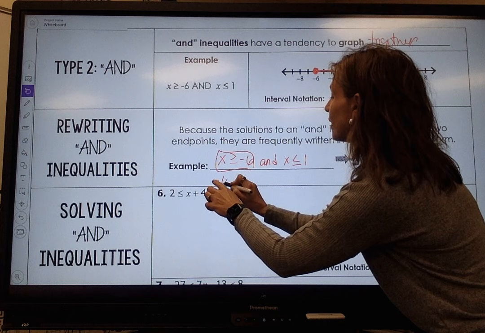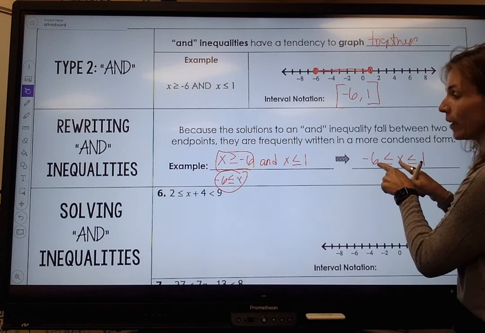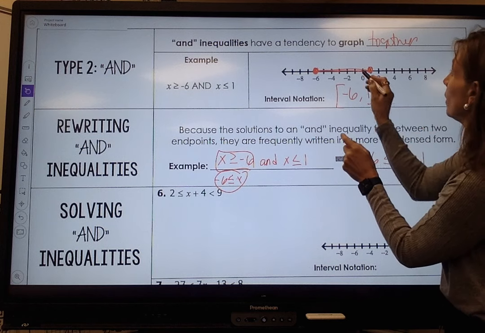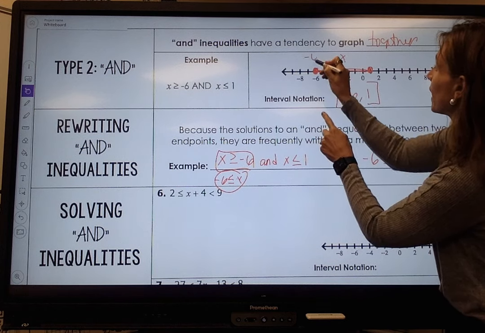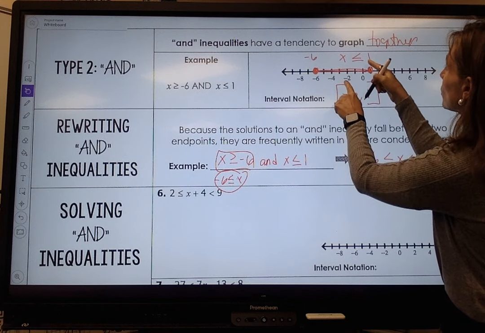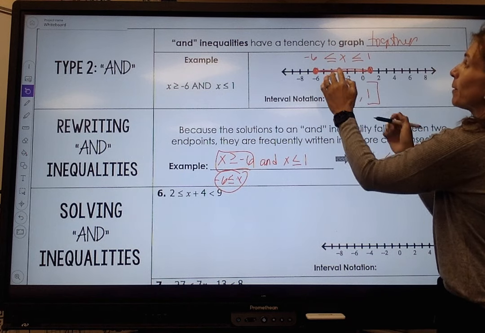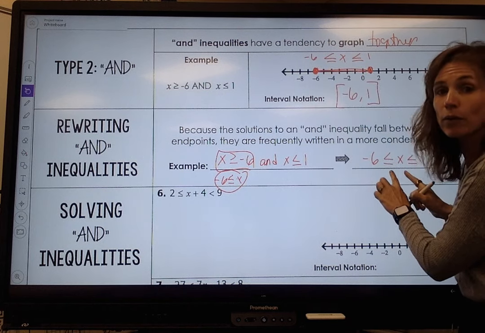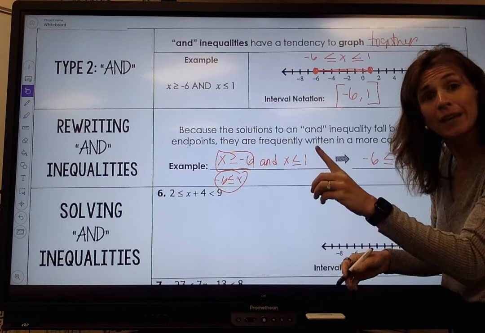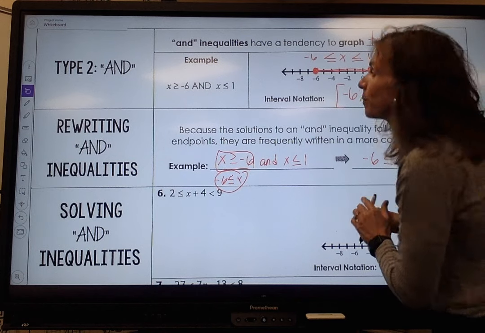I can rewrite this, and look, I put it right here. So it's just a simplified way. It's saying x is in the middle, you have negative 6 here, you have 1 here, x is less than or equal to 1, but x is greater than or equal to negative 6 because I flipped it. So notice these arrows are going in the same direction, and they're always going to go in the same direction if you write your inequality least to greatest, which we are.